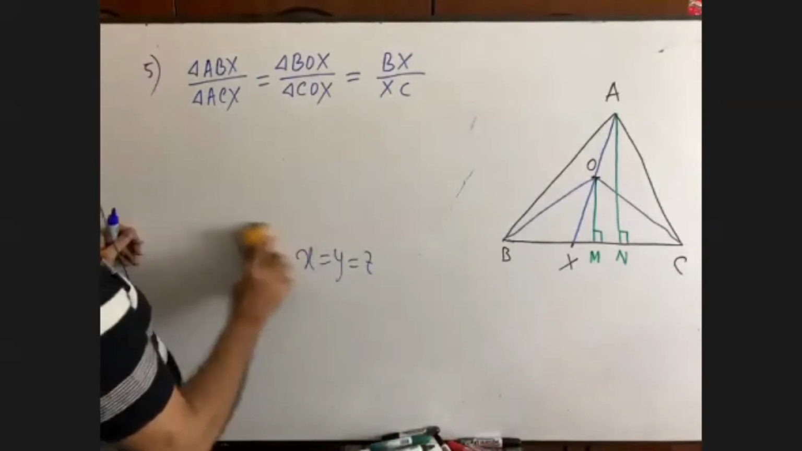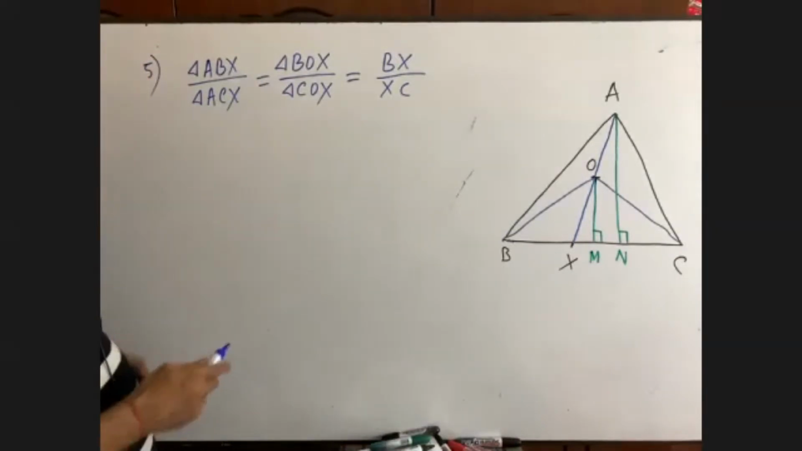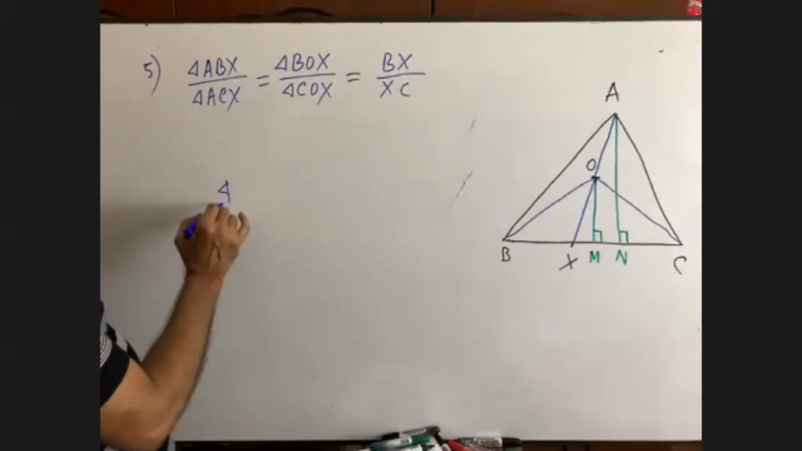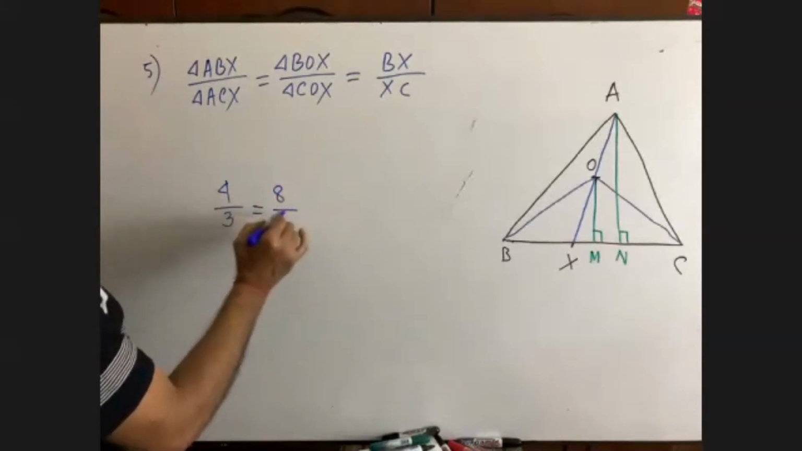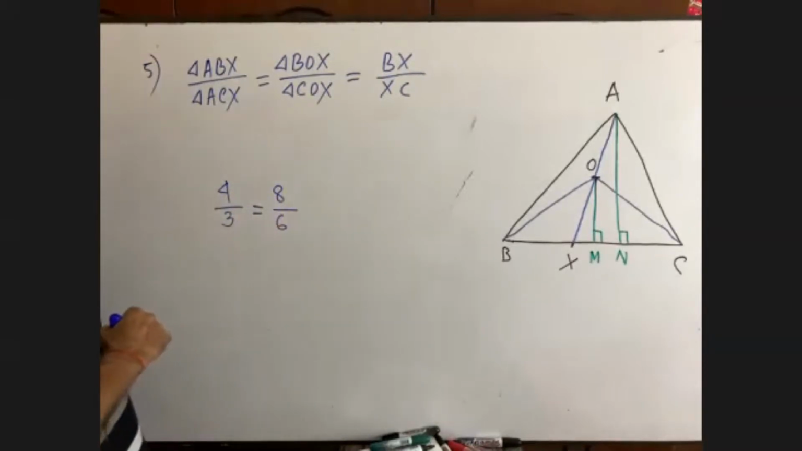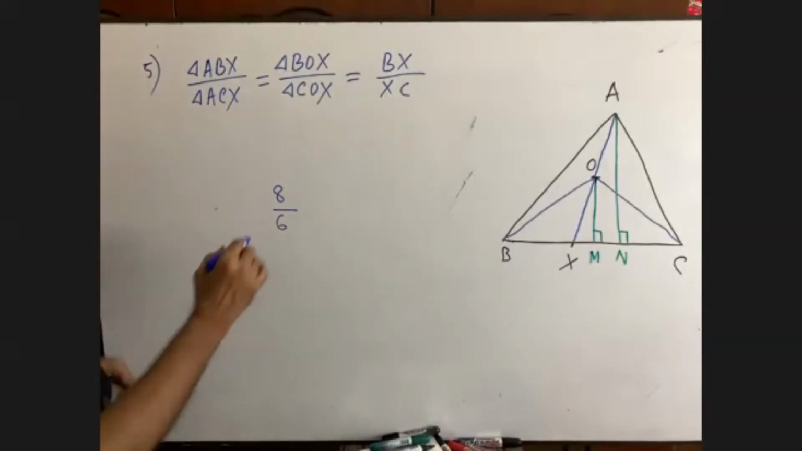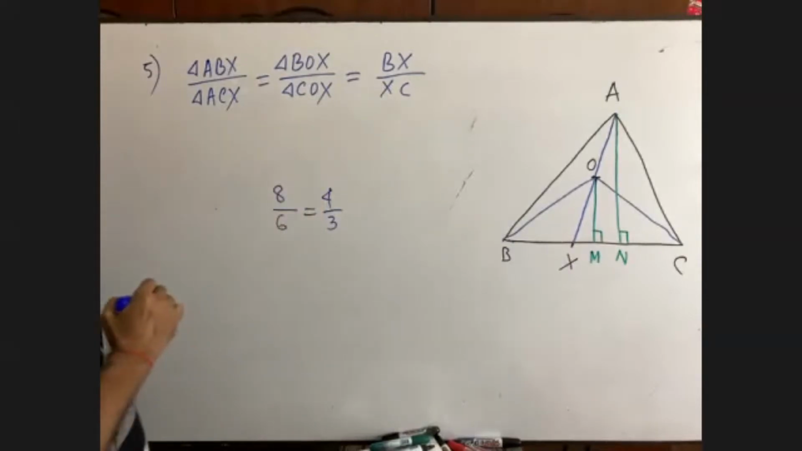Now, you just see what I am going to do. 4 by 3. Can you write it is equal to 8 by 6? Okay, very good. Can you write 8 by 6 equals 4 by 3? Talk to me. Can you write? Yes, sir. Okay, very good.